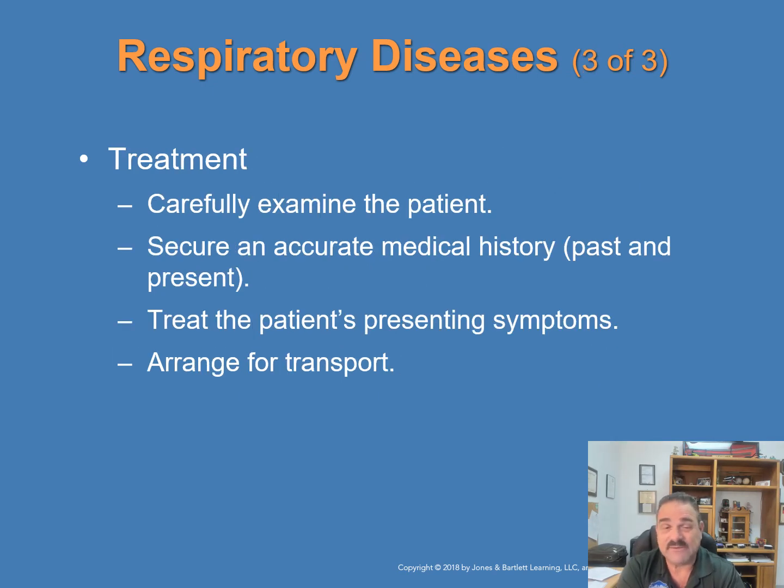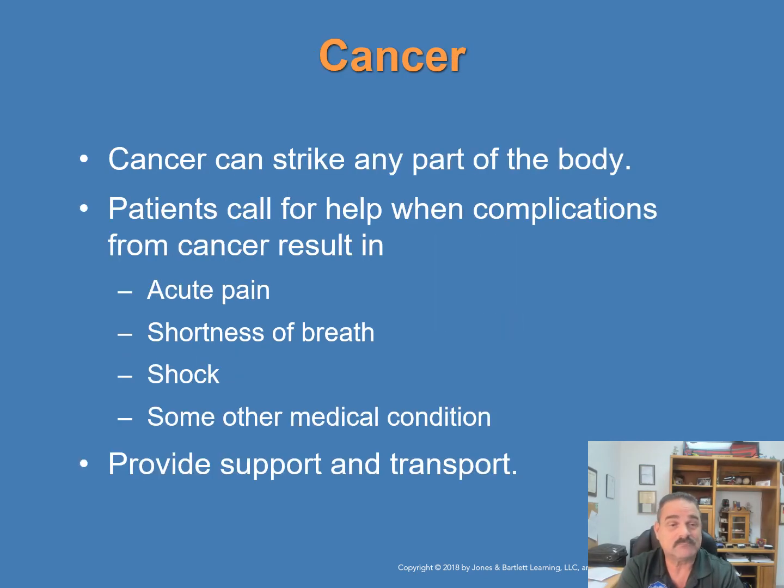Treatment: carefully examine them, make sure you get a good past medical history. Most of these folks will have it typed up. Most of these people have primary care physicians, and they may have all their history and their medications typed up for you. Make sure to take that with you to the hospital and treat that patient's presenting symptoms. If you have oxygen, and you're trained to use it, make sure that you're using it with your patient with a respiratory problem.